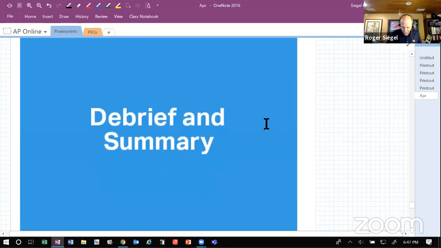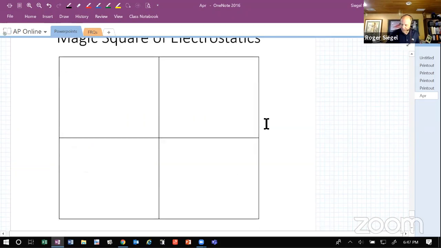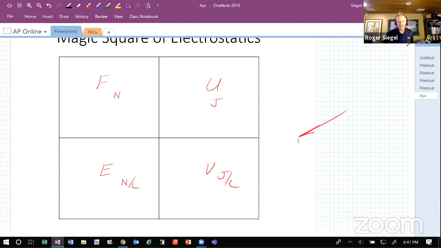It's a great problem. All right, I can't let up on the magic square of electrostatics, ladies and gentlemen. When you're studying this, don't forget your force, electric field, energy, and voltage. This is so useful. Newtons per coulomb. We have joules and joules per coulomb. Go back and fill out your magic square. It'll help you, I hope, on the test.